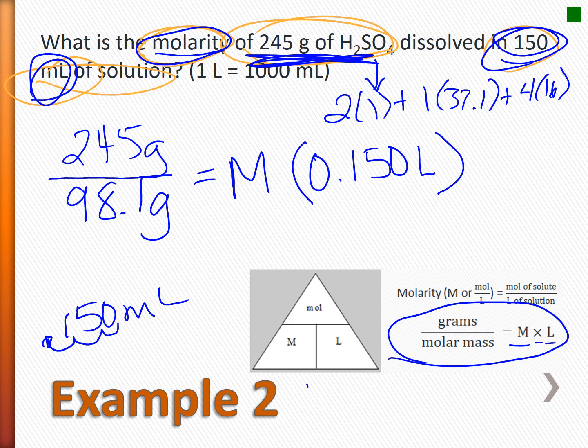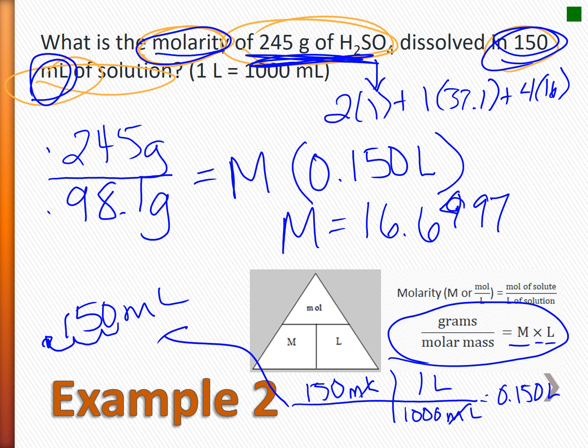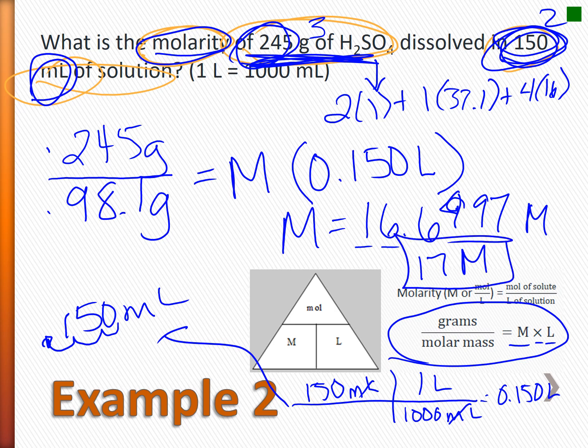If you didn't want to do that method, you could always use the conversion: 150 milliliters, and then do your dimensional analysis of 1,000 milliliters for every 1 liter. So milliliters cancels, and once again, you're going to get 0.150 liters. This ends up doing the exact same thing as moving it over 3 decimals. Now, to solve this, I'm going to take 245 divided by 98.1 divided by that 0.150, and when I solve that, I get M, my molarity, equals 16.6497 molar. Rounded, the 150 has 2 sig figs and 245 has 3, so I'm going to round to 2 sig figs, so I get 17 molar as my final answer.